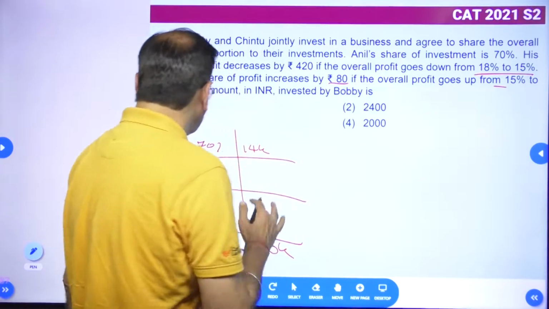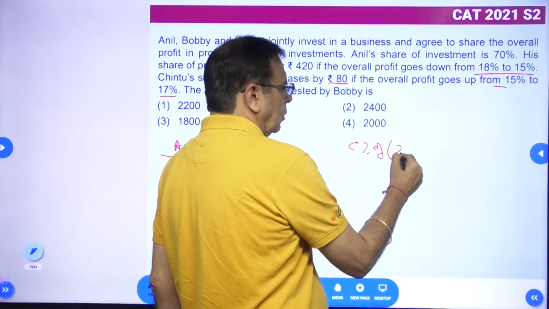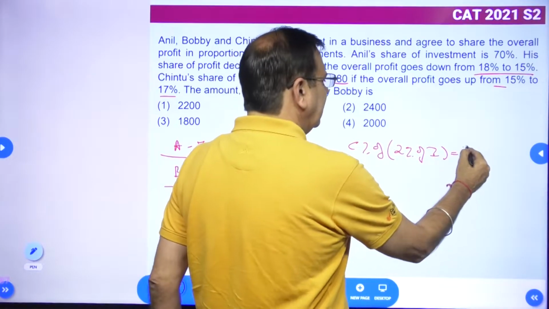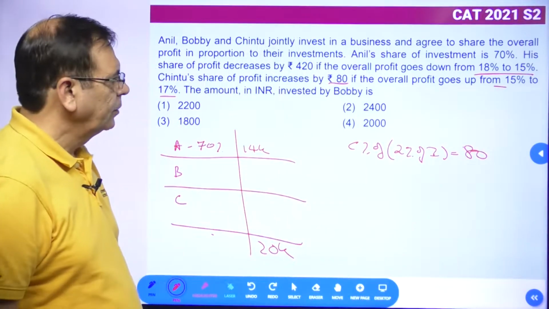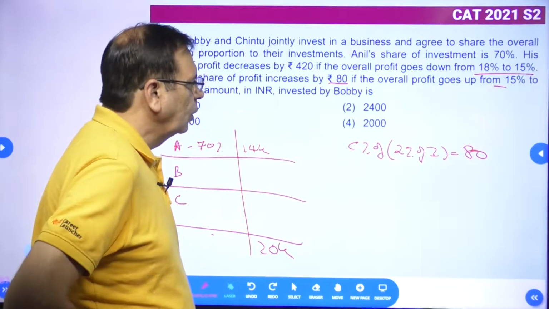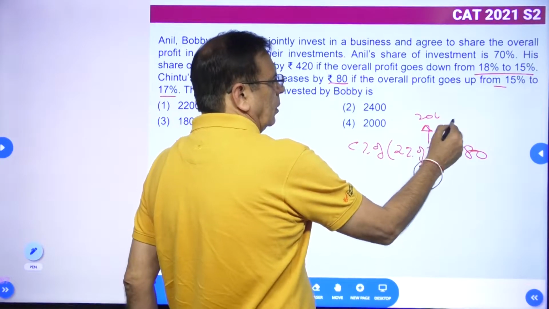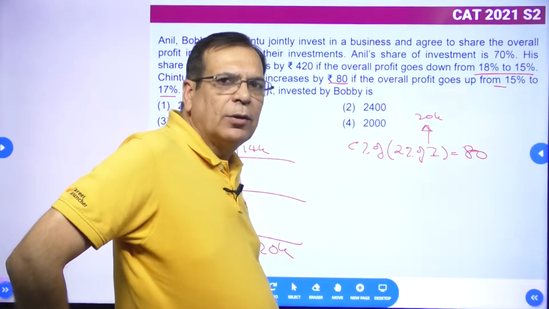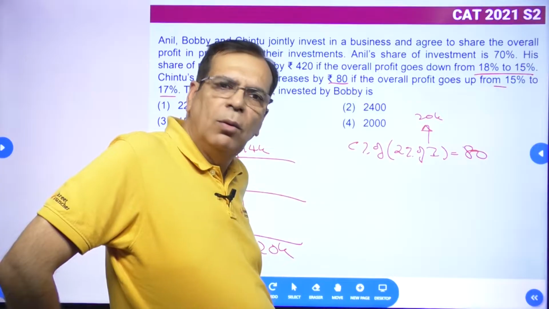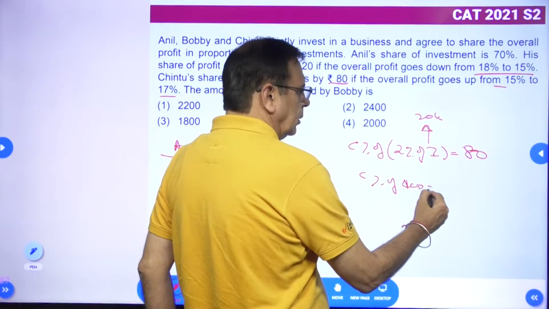So if I say Chintu has a share of C percent, what does that mean? C percent of 2% of investment should be equal to, how much was it? 80. Isn't it? And what was the investment? 20,000. So what is 2% of 20,000? 10% of 20,000 is 2,000 rupees. 1% will be 200. So 2% is 400. So C percent of 400 is equal to 80.